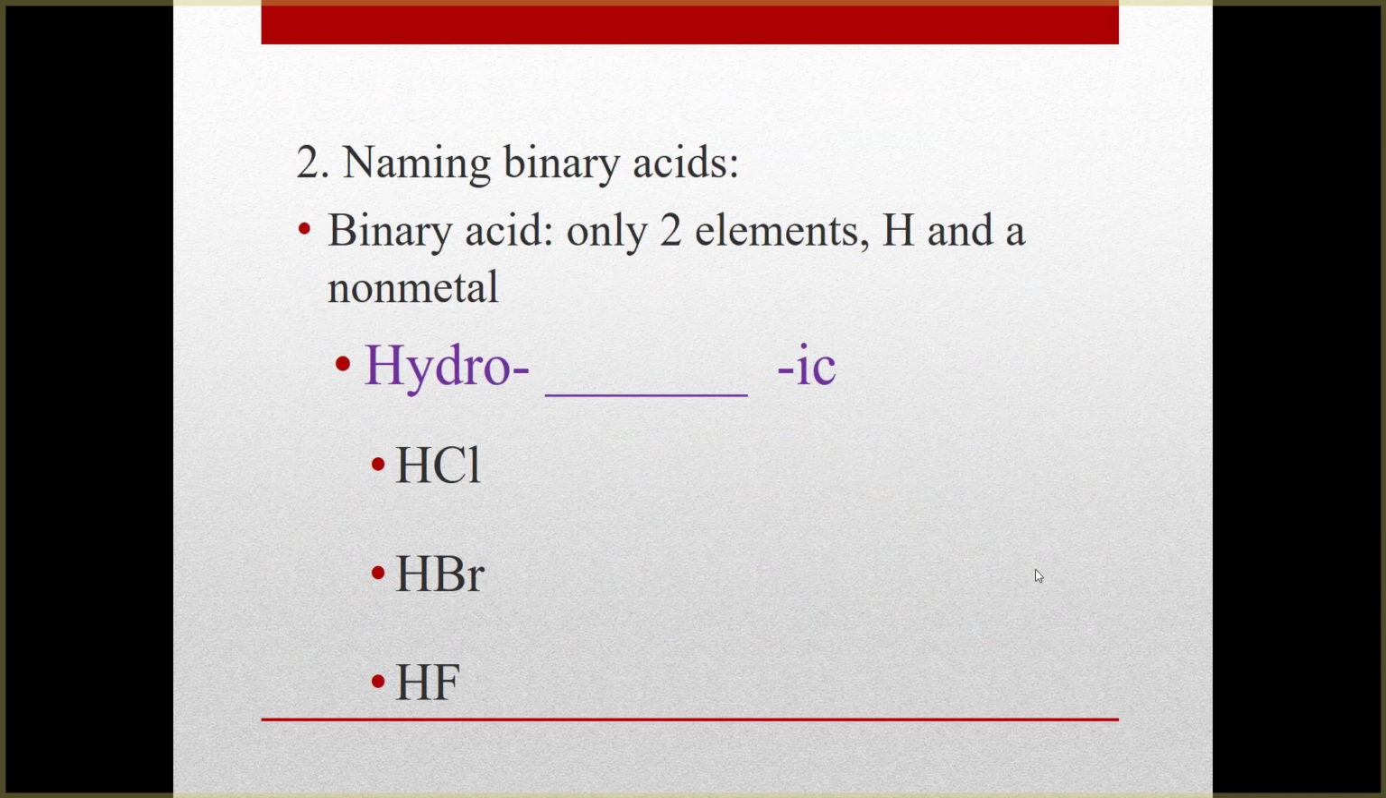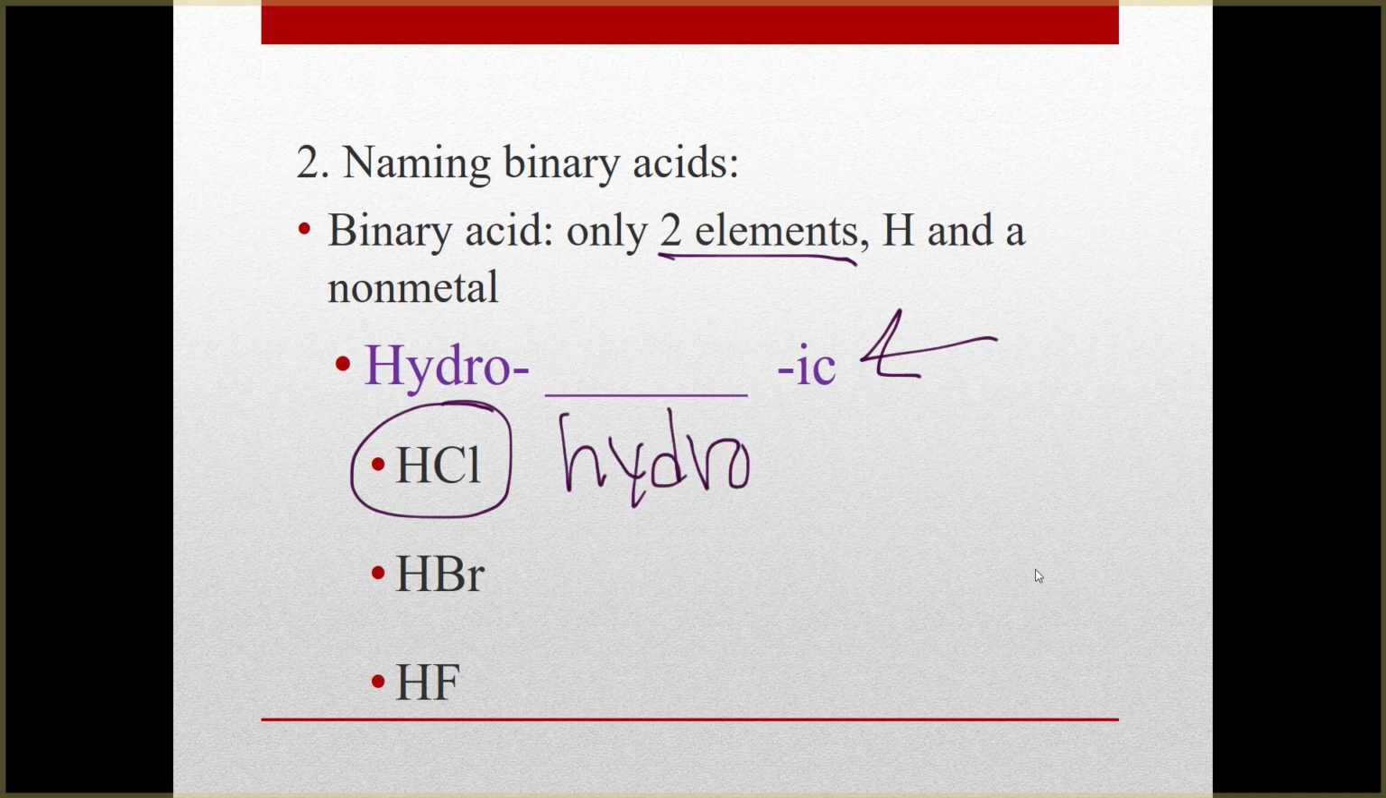All right, so now let's name our acids. Naming a binary acid, and a binary acid has 2 elements. So it'll have a hydrogen and it will also have a nonmetal. It follows this form: hydro, and then the root word of the nonmetal, and then ic on the end. And I really don't memorize it this way. I just memorize HCl. So HCl is hydrochloric acid. So if I have only 2 elements, I know it's going to be named just like hydrochloric acid.